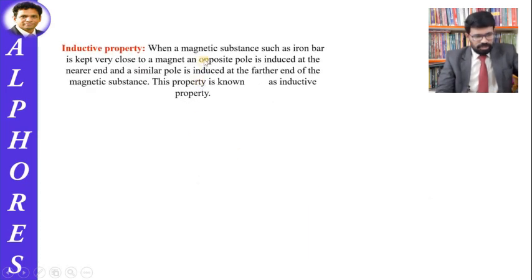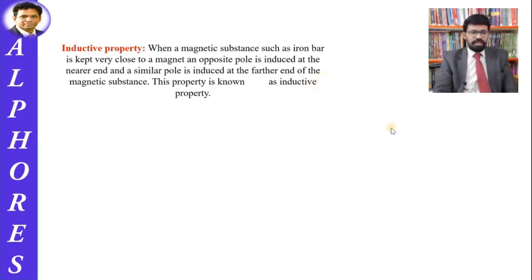Next, inductive property. Consider a magnetic substance such as an iron bar, which is not a magnet but is a magnetic substance. A magnetic substance is one that can be magnetized easily and can be attracted by a bar magnet easily. Remember, an iron bar is not a magnet, but if you want, you can make a magnet out of it. A substance that can be attracted by a bar magnet is called a magnetic substance.